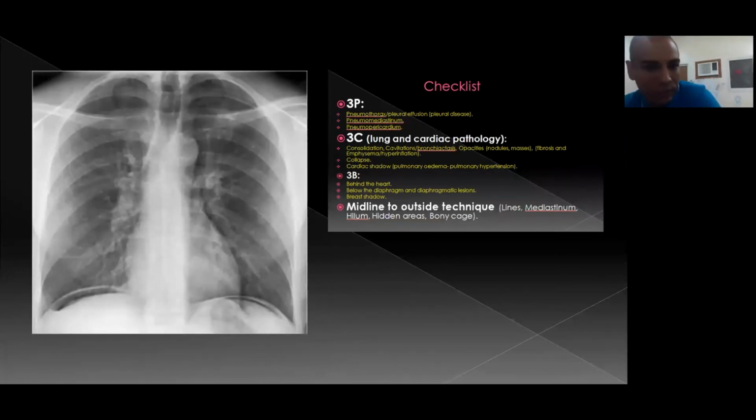Any volunteer? It's an easy chest X-ray. Anyone wants to participate? It's very easy. Go to the checklist one by one. Do you have here any pneumothorax?